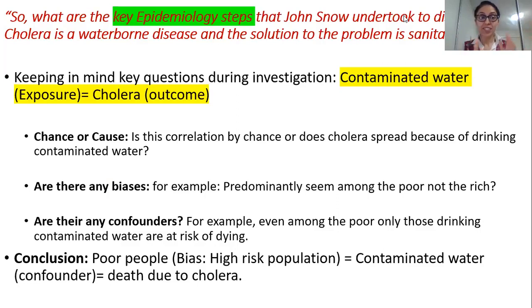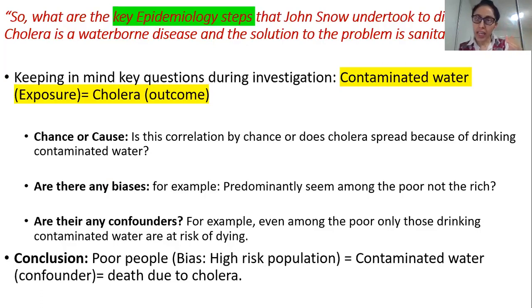Why am I stressing this? Throughout my career, I have seen students get really confused between the IV and the DV. Answer this question: what is causing what? If you can answer this, then you will know. Drinking contaminated water is causing a disease condition, meaning the disease condition is your dependent variable, the outcome. That is what I mean by John Snow keeping in mind his key research question: what is the exposure, what is the outcome?